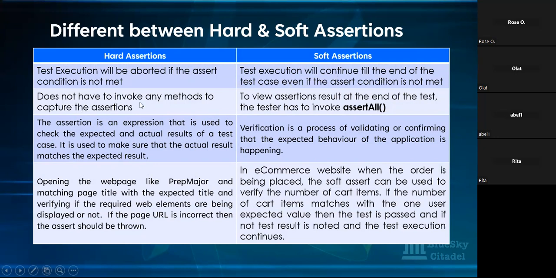Two: a hard assertion does not have to invoke any method to capture the assertion. For the soft assertion, to view the assertion result at the end of the test, the tester has to invoke the AssertAll method. Number 3: the assertion is an expression that is used to check the expected and actual result of a test case. It is used to make sure that the actual result matches the expected result. While in soft assertion, verification is a process of validating or confirming that the expected behavior of the application is happening.